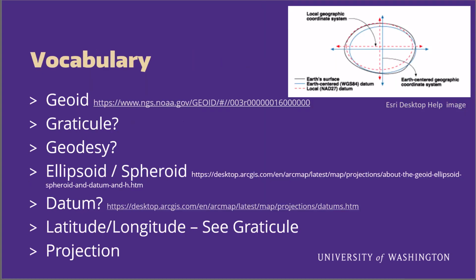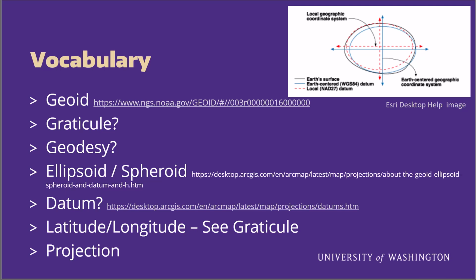I've got some more vocabulary for you. There are some links that you can click on to find these definitions, and I will give them to you as well. A geoid is the shape of the Earth defined by mean sea level, affected by topographic and gravitational factors. Graticule is the marks of latitude and longitude forming a grid on the globe. For example, the geographic coordinate system, latitude and longitude, X and Y.